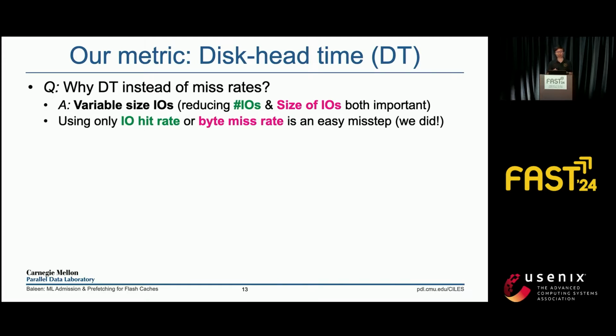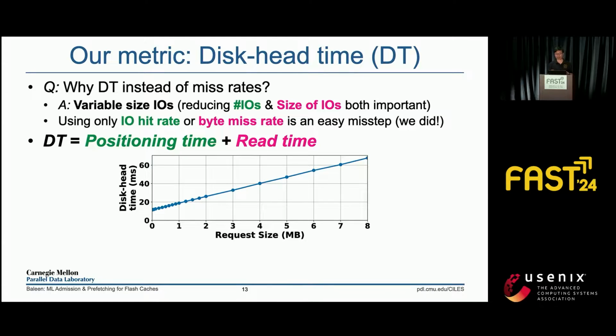So our metric is disk save time, and why not miss rates? And the answer is varying I/O size. If I/Os don't vary in size, then I/O hit rate or byte miss rate is sufficient. But if they do vary in size, which is the case for a lot of workloads, then neither will tell the full story, and you need to optimize disk time to properly balance these two constraints. Otherwise, you can go down the wrong path in optimizing your cache.